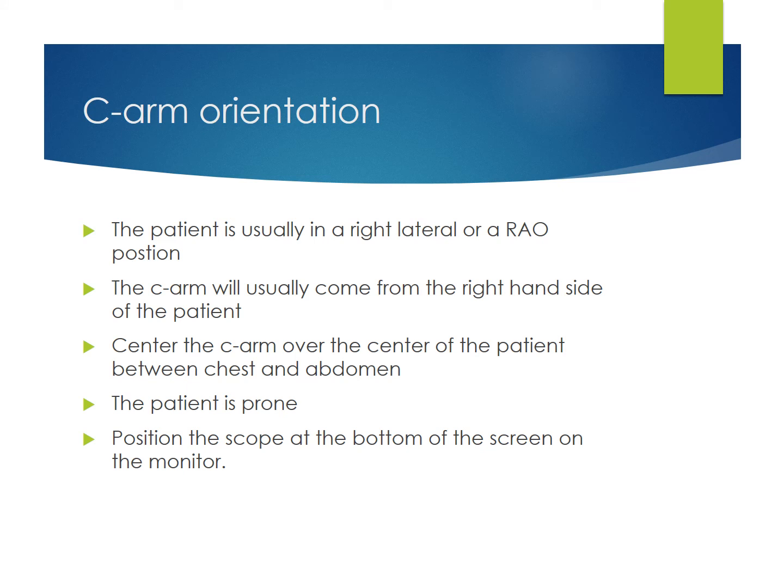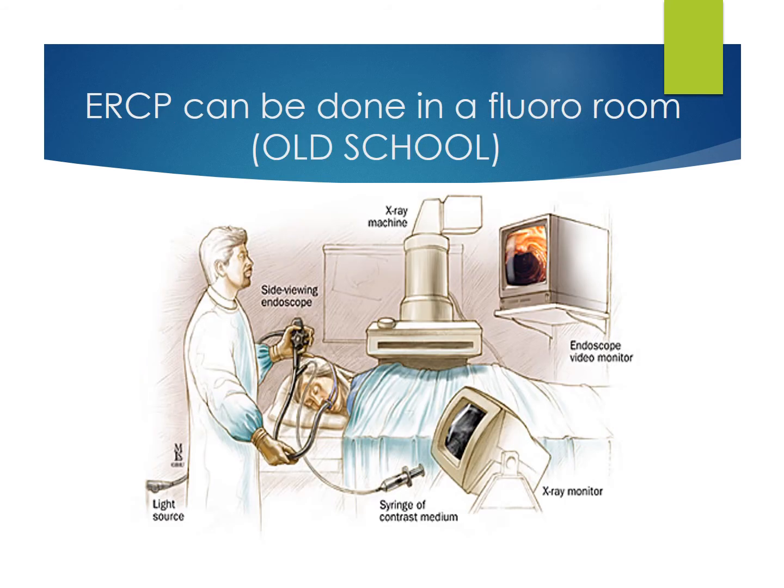C-arm orientation. The patient is usually in an RAO or right lateral position. The C-arm will usually come from the right-hand side of the patient, the center of the C-arm over the center of the patient, between the chest and the abdomen. The patient is prone. The scope is at the bottom of the screen of the monitor. ERCP can also be done in a floor room. This is old school.